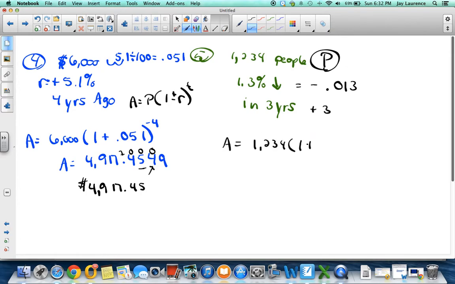Okay, 1 plus, minus, because it's going down, excuse me. 1 minus 0.013, and I'll raise it to the third power. Now, when I get this, 1 minus 0.013, and raise it to the third power, I get this number here. Okay, I get 1186.496927. Now I'm talking about people, so I'm not going to round to the hundredths.